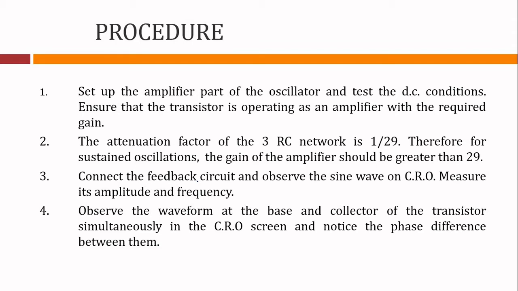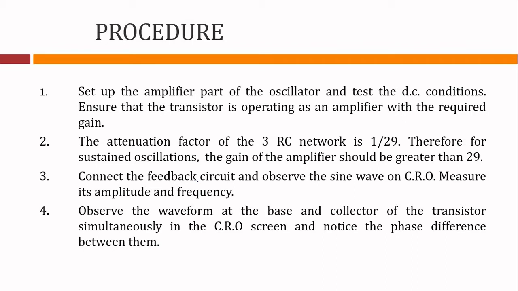This is the most important criteria. If the gain of your amplifier is less than 29, the signals will die out. It is referred to as underdamped oscillations. Okay. Next point, connect the feedback circuit separately. So always don't connect this entire circuit at one time.